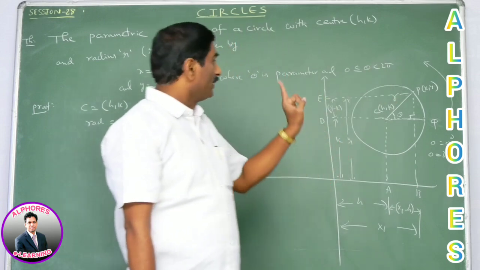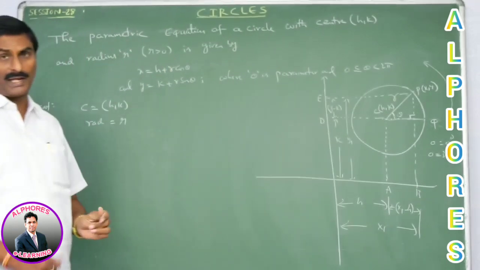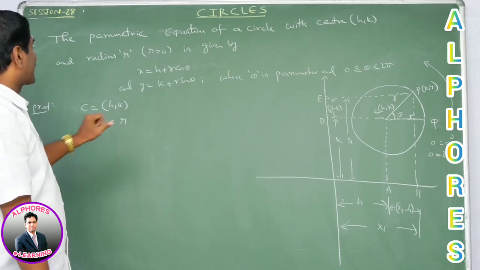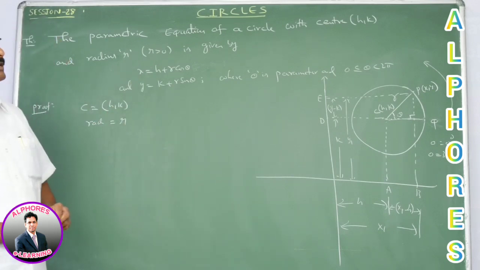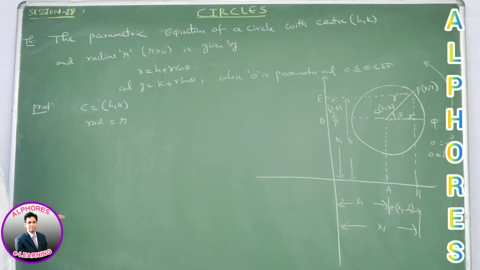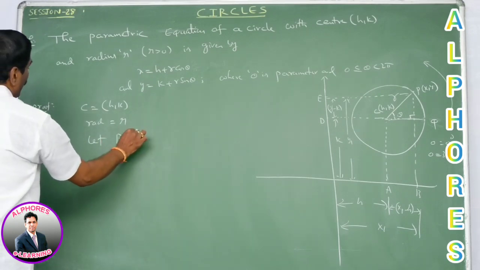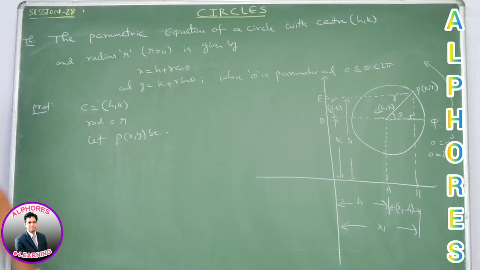That means 2 pi. Okay. The equation of the circle in parametric form is x is equal to h plus r cos theta and y is equal to k plus r sin theta. From the given, the center of the circle is h comma k and the radius is r. Let P(x, y) be any point on the circle.